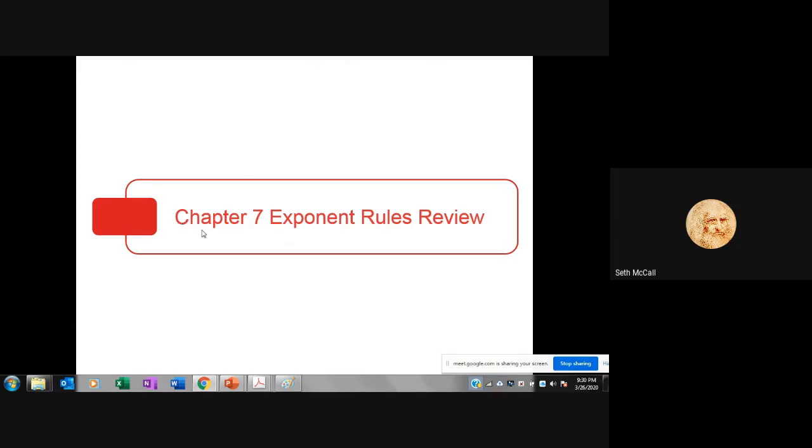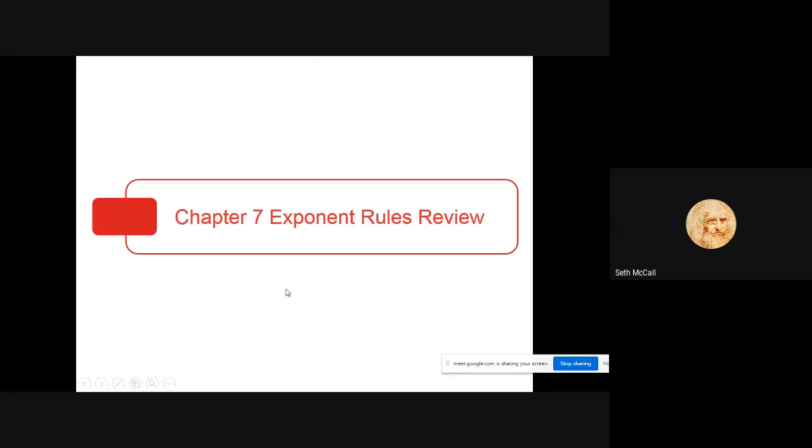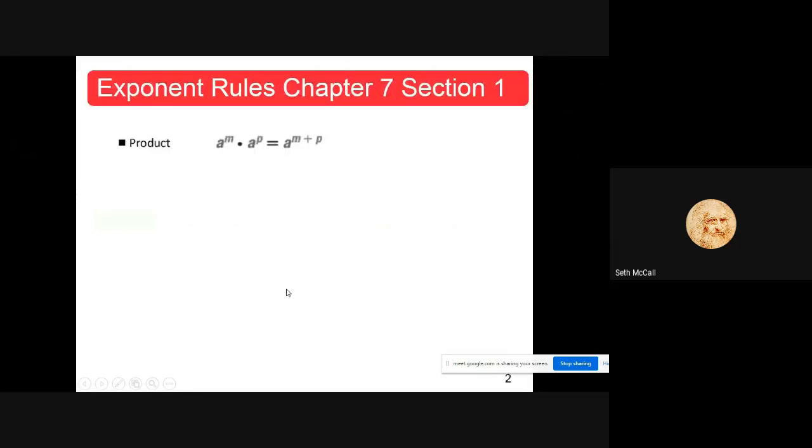So what I'm going to go over with you today is a review of the exponent rules that we have already discussed in Chapter 7. As you can see in the first slide, the very first rule that we had was that when you have two bases with powers, if the bases themselves are the same, you add the powers. That was called the product property.